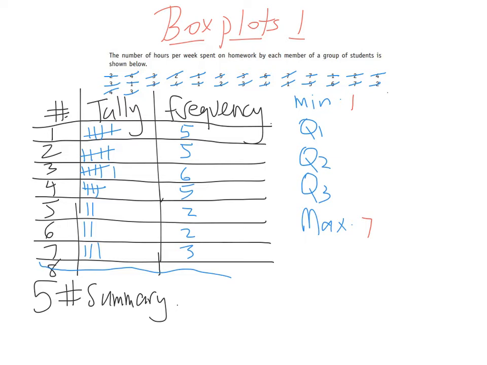I'm going to do it down here at the bottom so we can find our median and things like that. So we've got 5 ones, 1, 2, 3, 4, 5. We've got 5 twos, 1, 2, 3, 4, 5. We've got 6 threes, 1, 2, 3, 4, 5, 6. We've got 5 fours, 1, 2, 3, 4, 5.